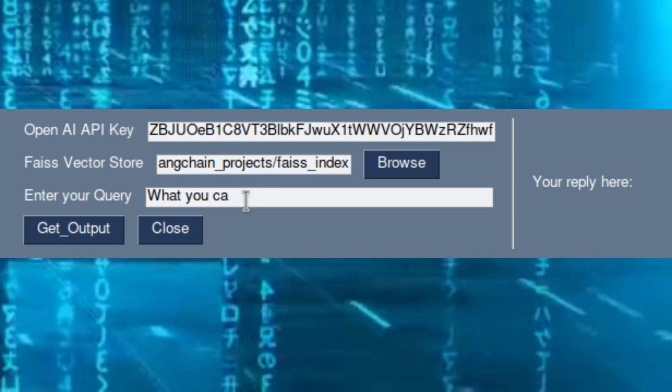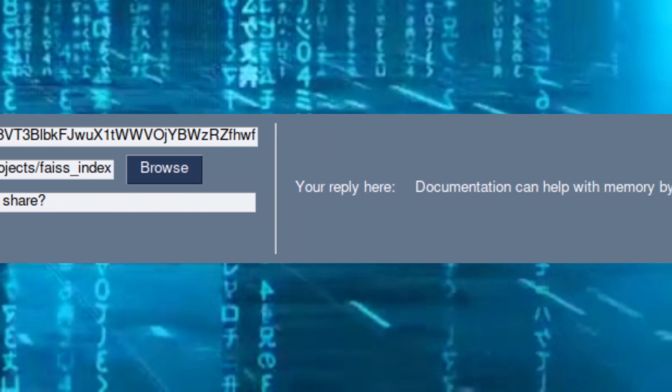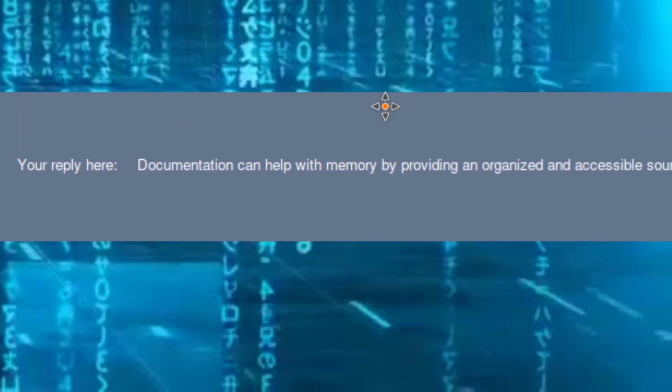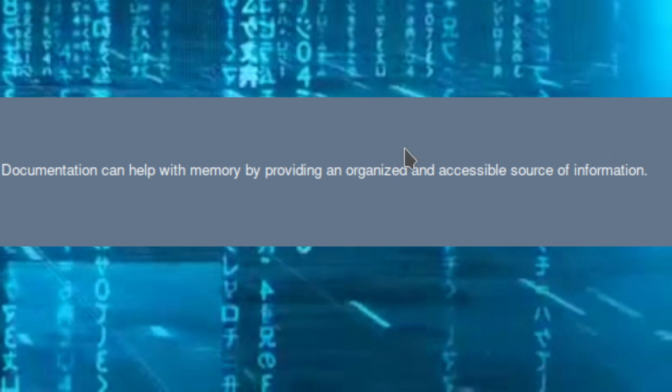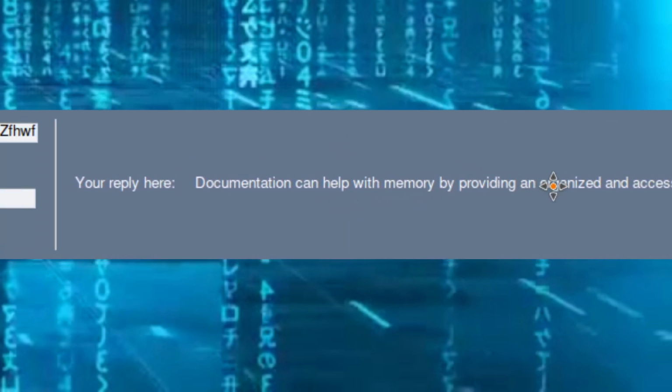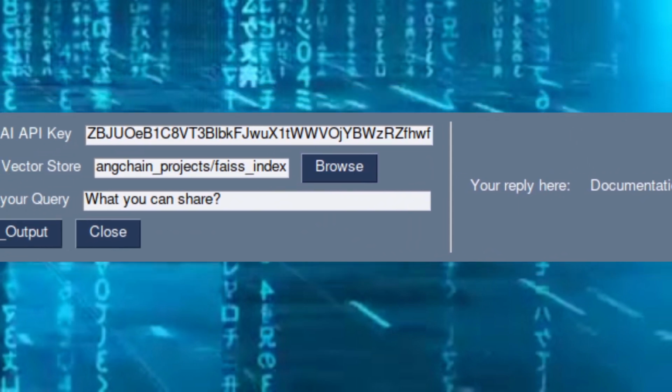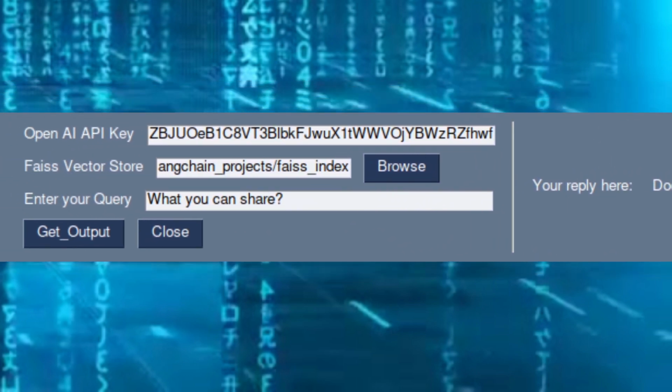This is a basic, direct question that I'm going to ask, and I'm going to say get output. The moment I click on get output, you see the GUI has increased in length, and this is happening because this is the entire length of the GUI that has been created. You see, "documentation can help with memory, providing an organized and accessible source of information." This is a reply coming from the FAISS index that is already available, and it has been populated in the GUI itself. So this is the final goal that we are going to achieve in this particular discussion.